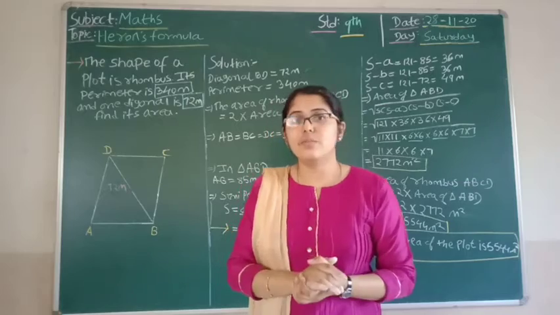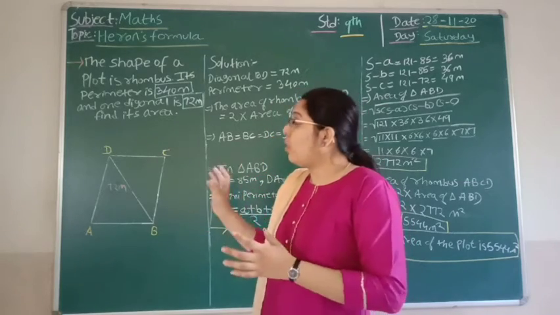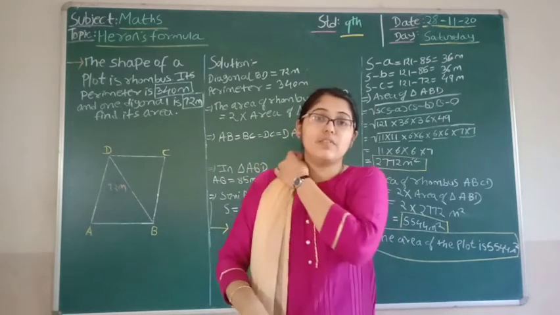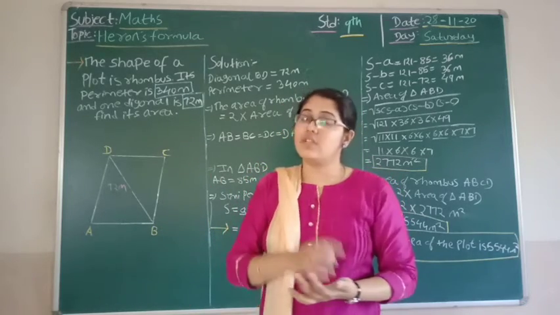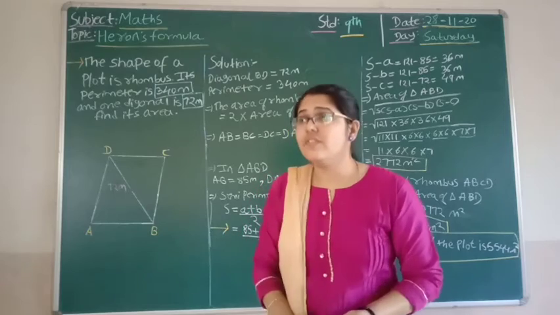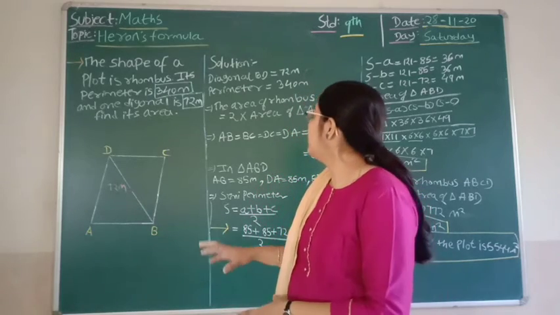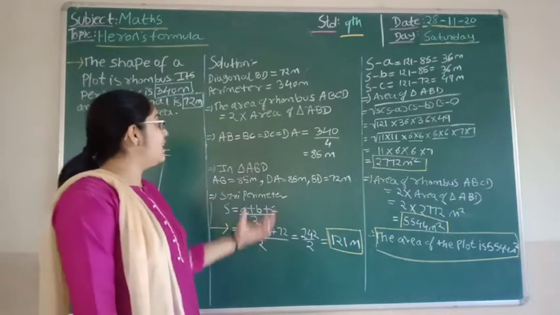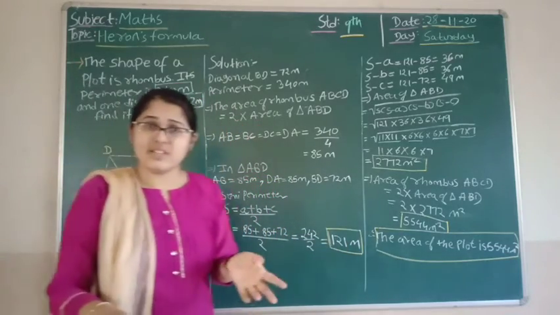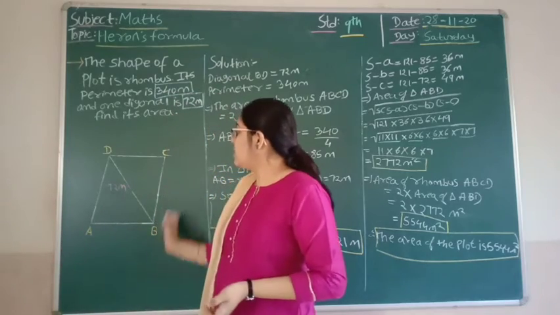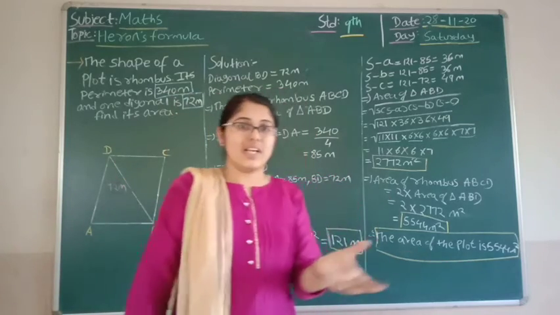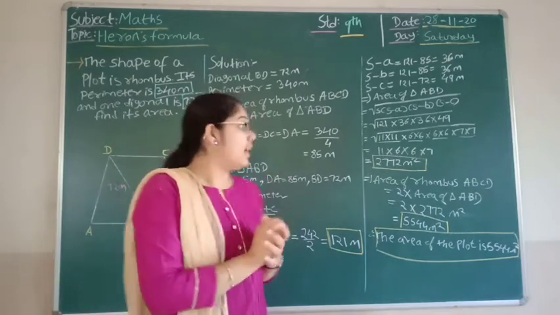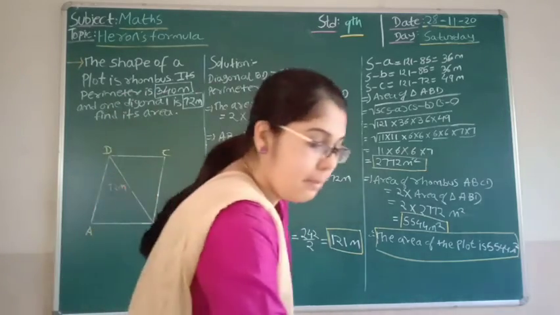We'll quickly recall this sum. We were given a plot having the shape of a rhombus. We were given the perimeter and we were told one diagonal, which is 72 meter. The very first thing we have done is find the area by saying that the areas of both triangles, ABD and BCD, are the same, and all sides are the same. On that basis, we have divided the perimeter by 4. We are getting 85 meter.